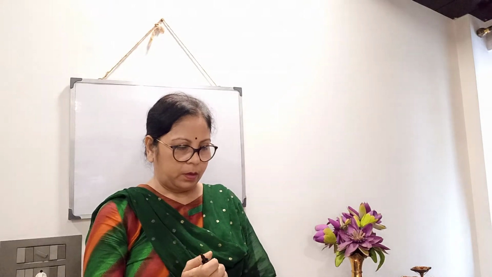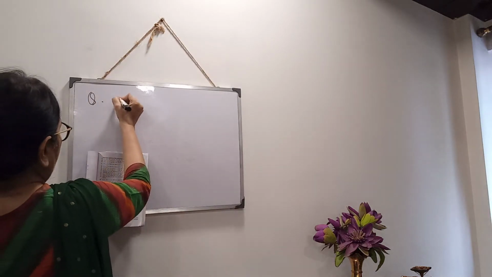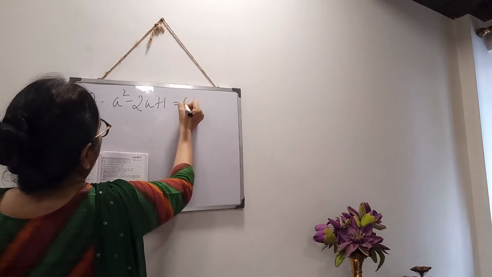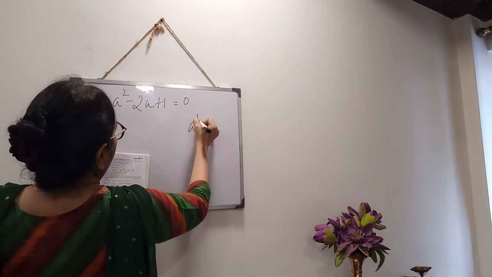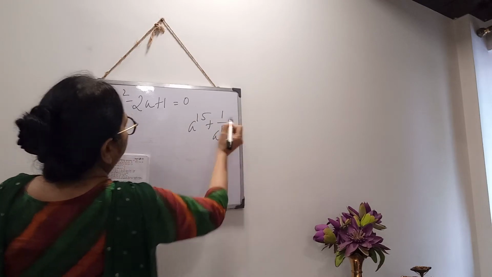Now, students of class 8, if the sum will be in this form, a square minus 2a plus 1 equals 0 given. Find the value of a to the power 15 plus 1 by a to the power 15.